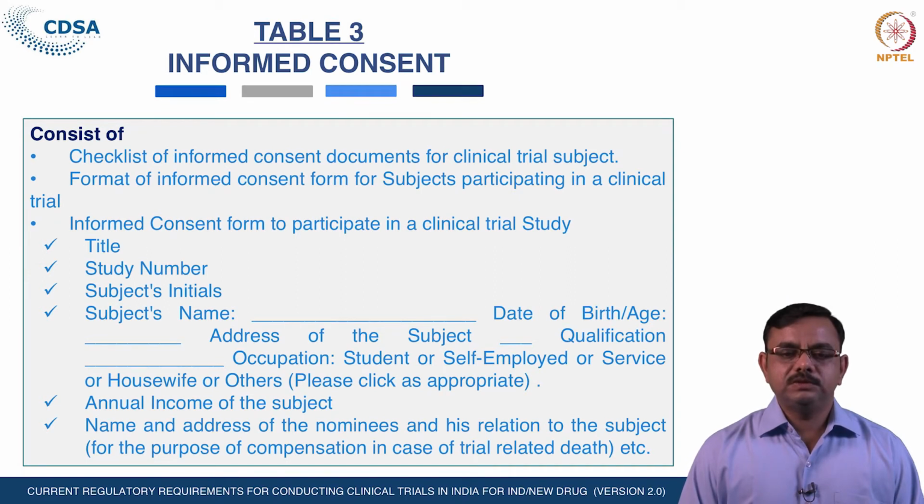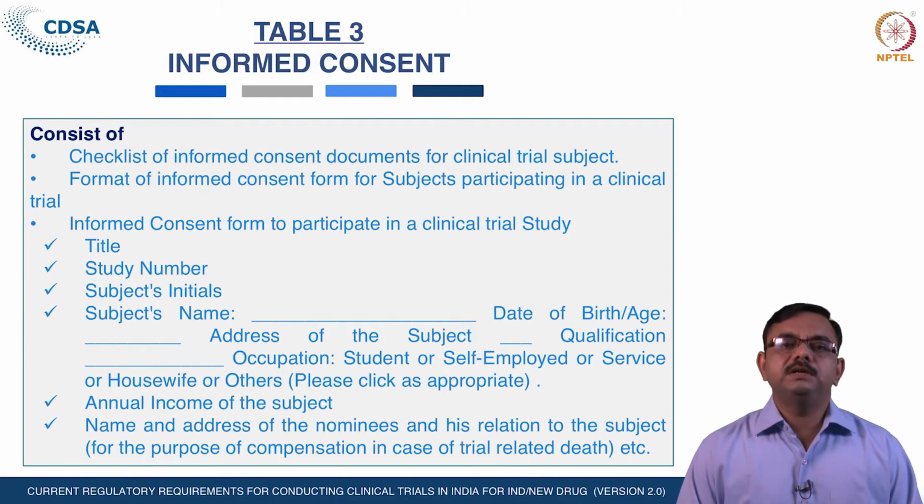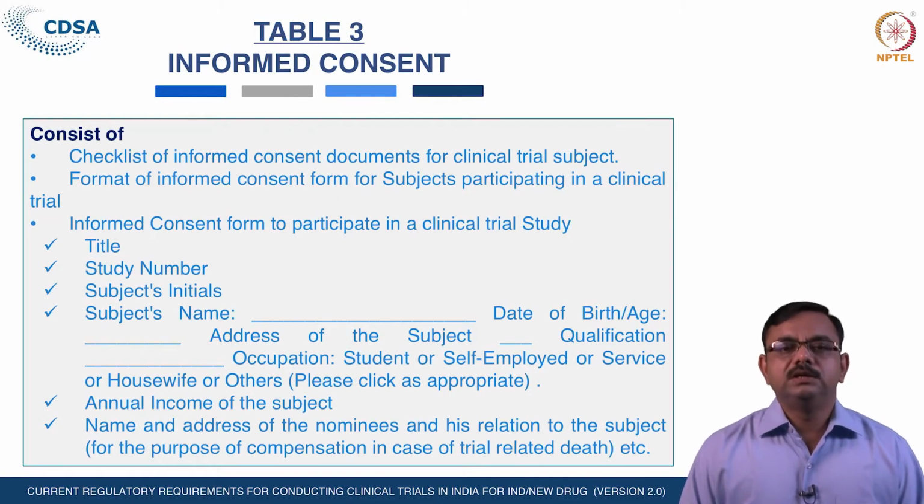A statement describing the extent to which confidentiality of records identifying the subject will be maintained should also be part of the informed consent form. Then the trial treatment schedule, how many times the subject is undergoing the treatment, is required to be mentioned. Then a statement describing financial compensation and medical management: in case of any injury, any SAE or death, what would be the policy regarding financial compensation and medical management has to be stated.